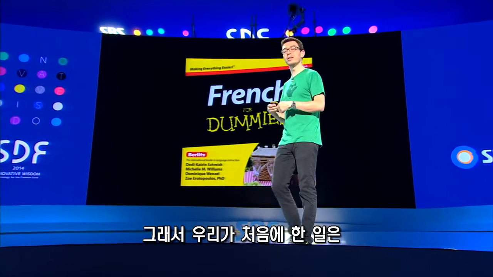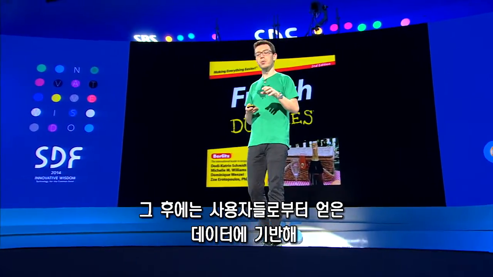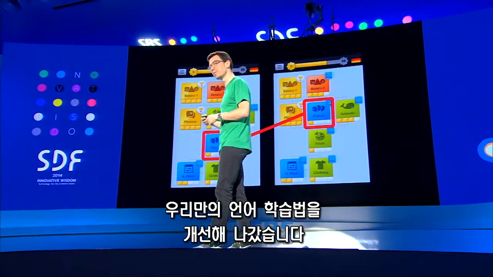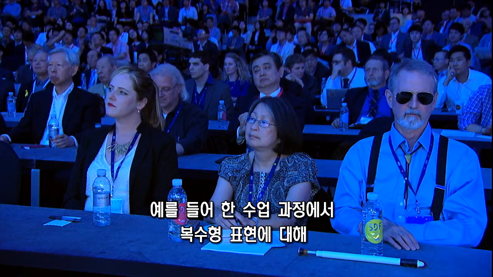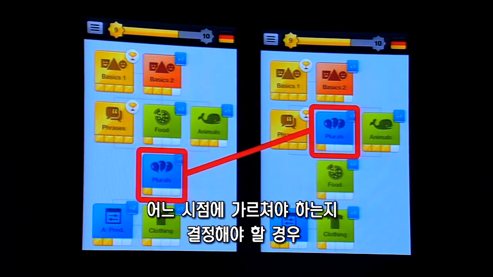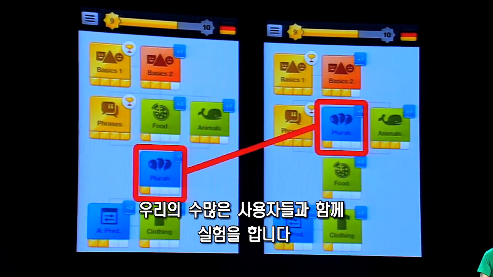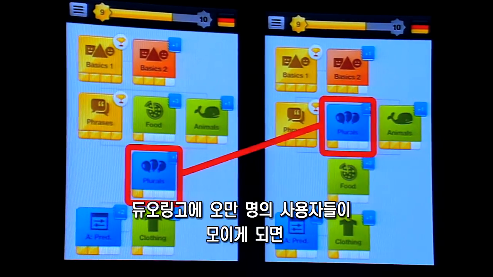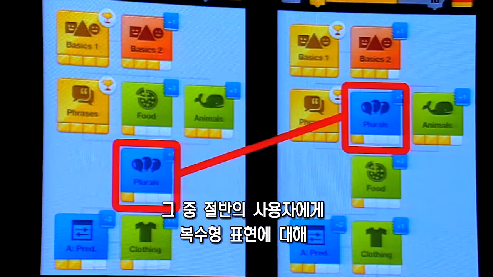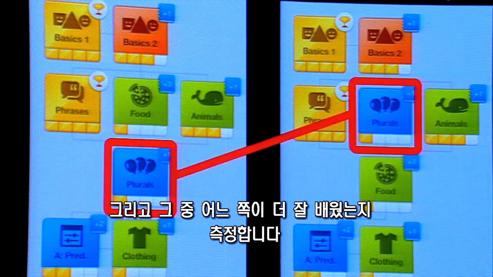So what we started doing is, at the beginning, we just took what we could out of these books. But then we started improving our own way of teaching languages based on the data that we have from the users. So, for example, if we ever want to determine whether we should teach plurals earlier or later in the course, what we do is we do an experiment with our users because we have so many users. So what we do is for the next 50,000 users to sign up on Duolingo, for half of them, we teach them plurals a little later than for the other half. And then we measure which ones learn better.